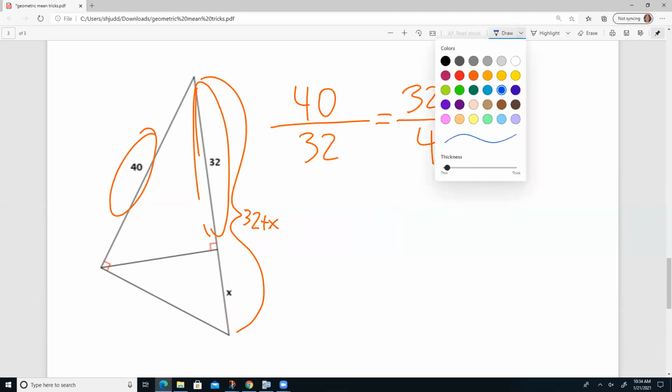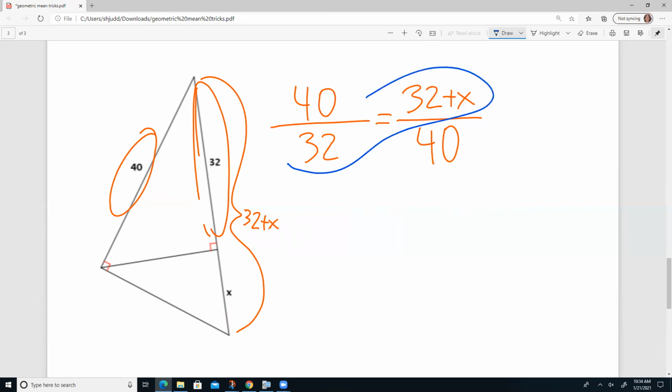Now when it comes to your cross multiplication, be very careful when you're doing 32 times some kind of quantity. You want to make sure you're using the distributive property. So 32 times 32 is 1024. 32 times x is 32x, and then we'll have 40 times 40, which we learned from our last problem was 1600. Let's go ahead and subtract the 1024 from each side.